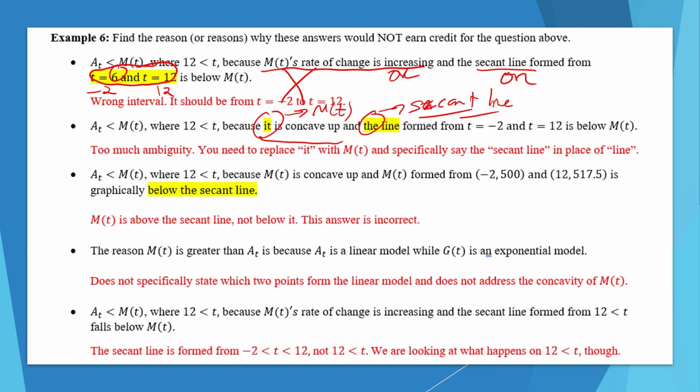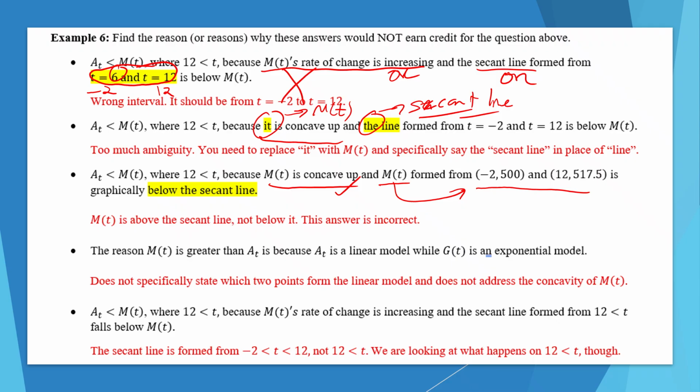The third one here, because M of t is concave up, that's the first part, and M of t formed from those 2 points is graphically below the secant line. Technically, M of t is going to be above the secant line, not below the secant line. And so here, that's wrong. And also, M of t is not formed from those 2 points. The secant line is formed from those 2 points there. All right? So that's why the third one's wrong.